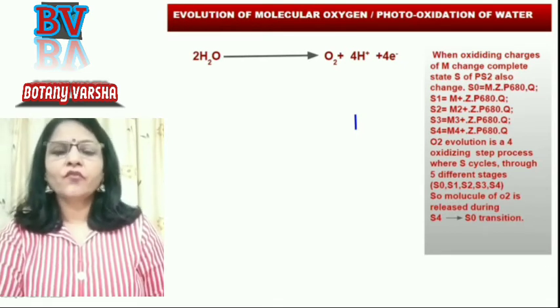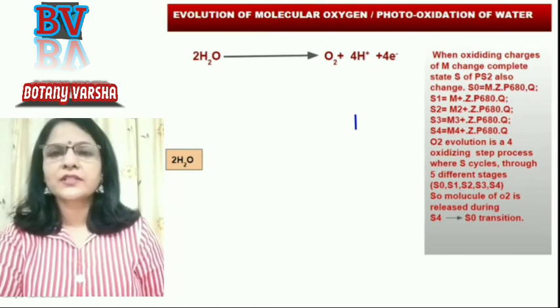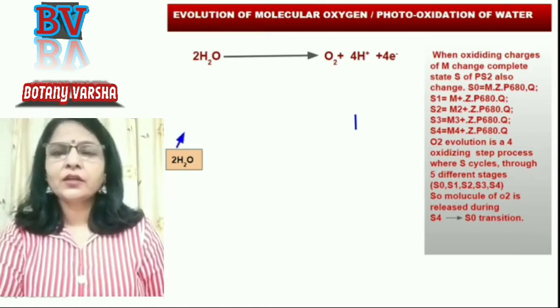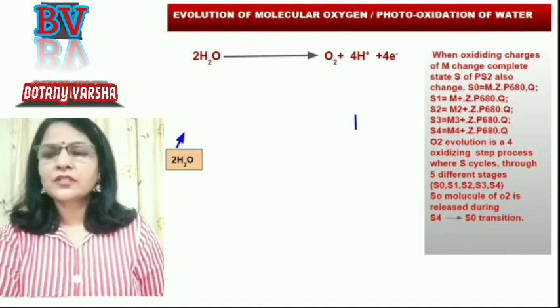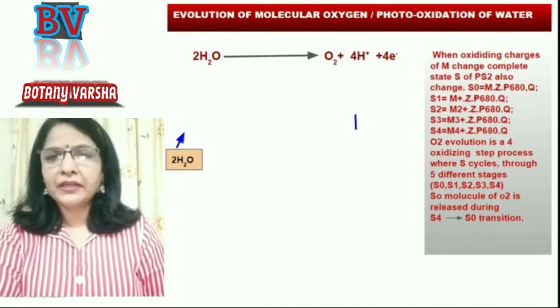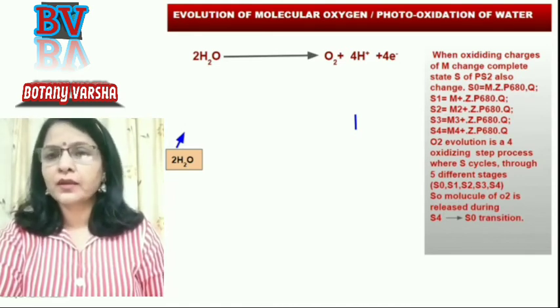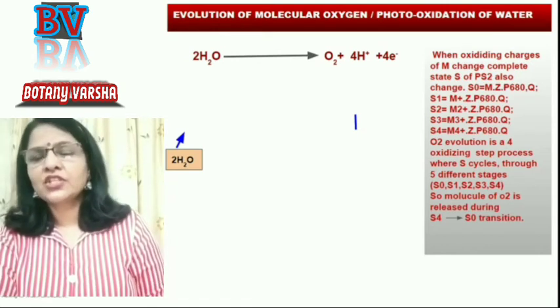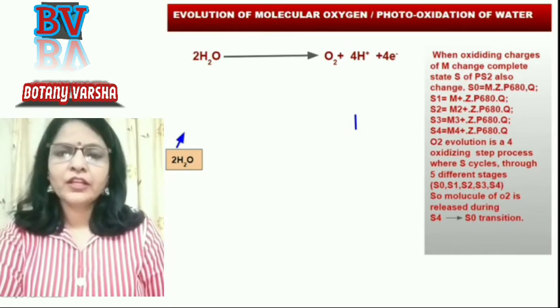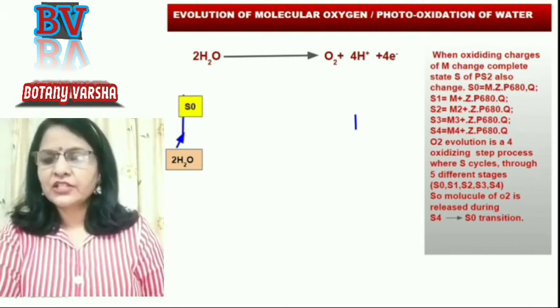This is a water molecule. These are 2 water molecules. They get photooxidized and release molecular oxygen, but it is not an easy process. It is a long process in which S is the complete state, which is found in 4 different stages: S0, S1, S2, S3, S4. So after these transitions, molecular oxygen will be released. So water, but S0 stays, S0 to S1 transition.